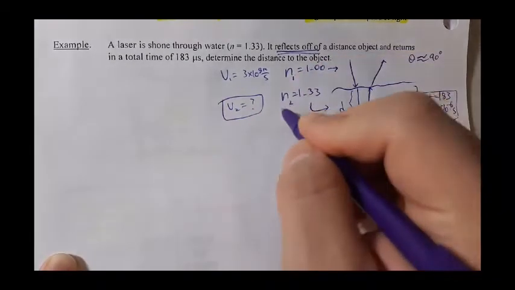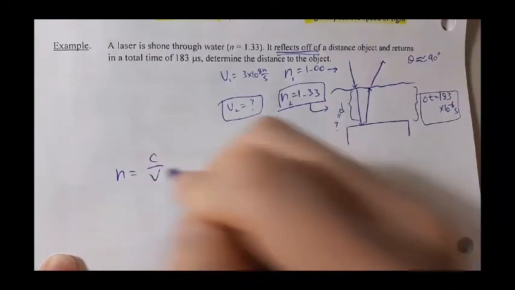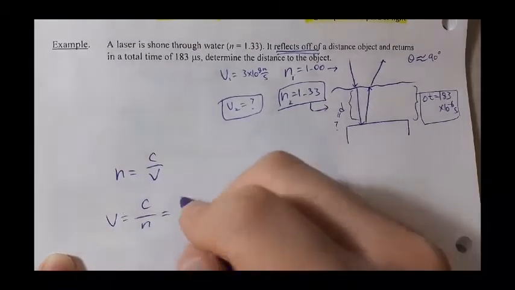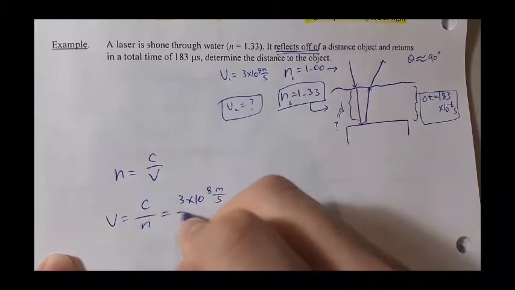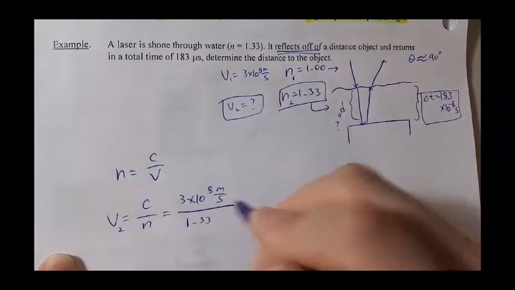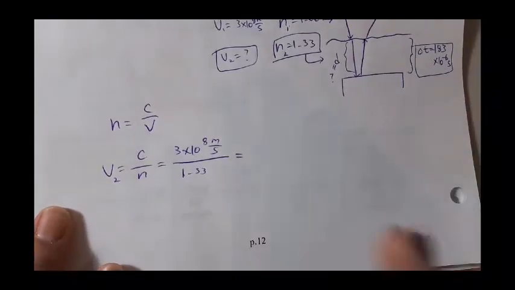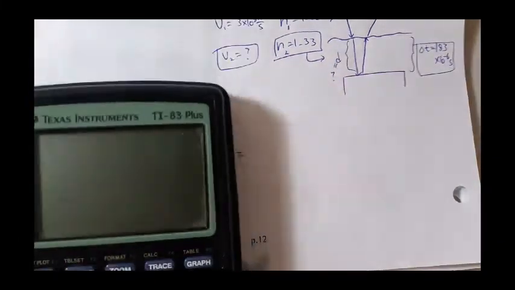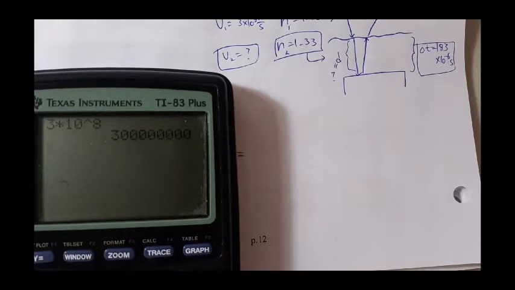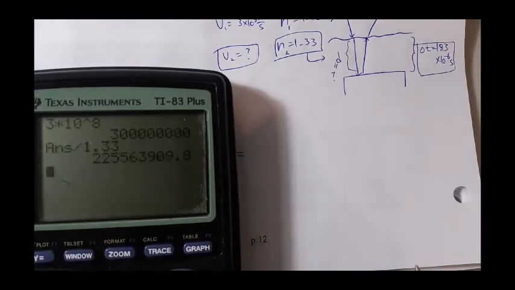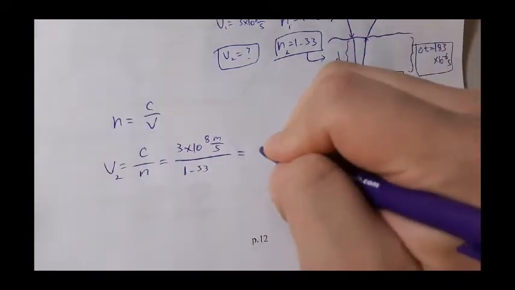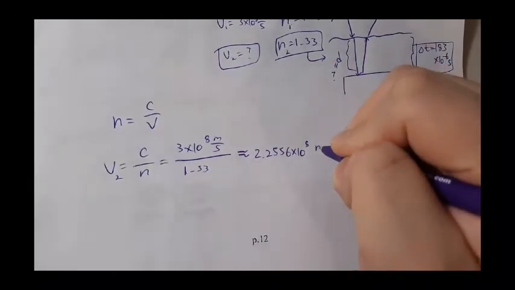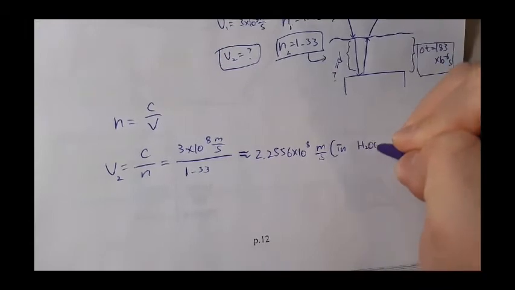So let's talk about our index first. Our n is equal to c over v. If I isolate for v, v is equal to c over n, and c is the speed of light, 3.00 × 10^8 meters per second, and n was 1.33. We are talking about the water, so we are finding v2. Now let's punch some of those numbers in. I have 2.2556 × 10^8, that nasty number. So I'm going to keep this number in my calculator, but as an expression, it is about that in water.